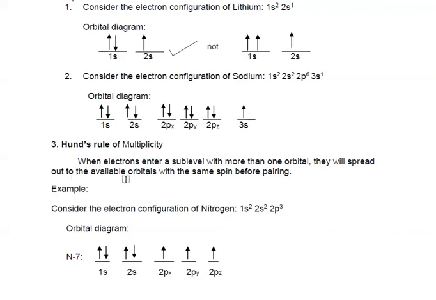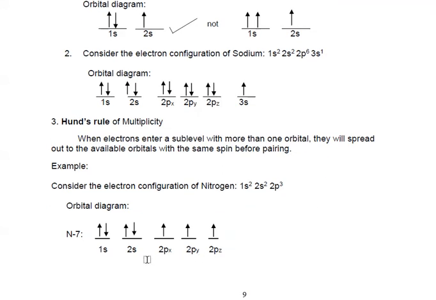Hund's rule of multiplicity, on the other hand, says that when electrons enter a sublevel with more than one orbital, they will spread out over the available orbitals with the same spin before pairing. So, let's say for the p orbital, it has a sublevel. We have Px, Py, and Pz. That is why it is 6 here, no? 2p has three sublevels.